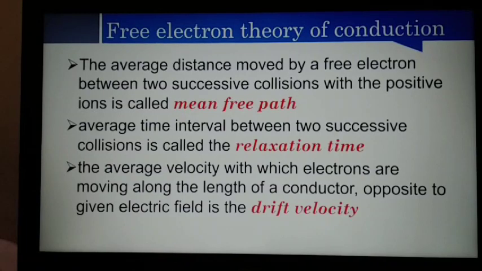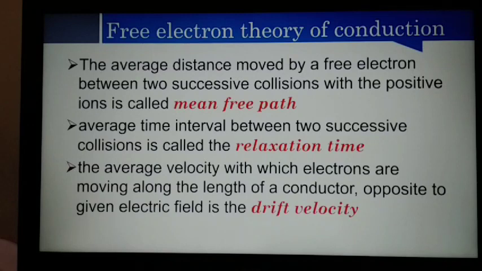Another term is drift velocity. I already told you, free electrons are moving with a velocity Vd, and that Vd is the drift velocity. What is drift velocity? The average velocity with which electrons are moving along the length of a conductor opposite to a given electric field is the drift velocity.